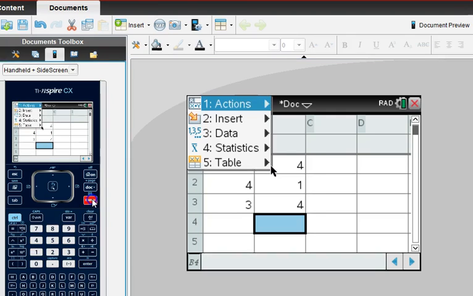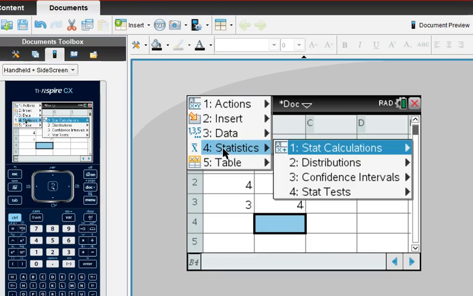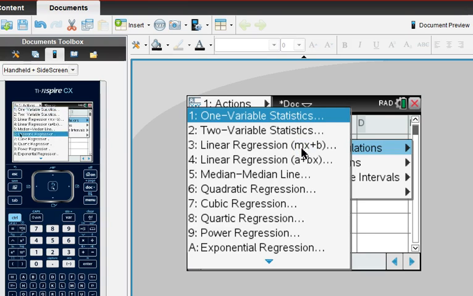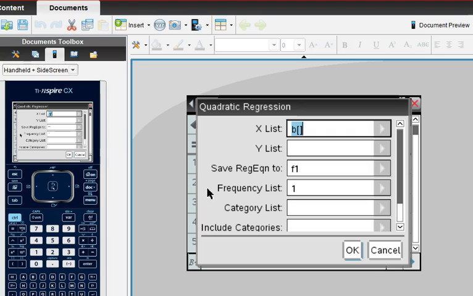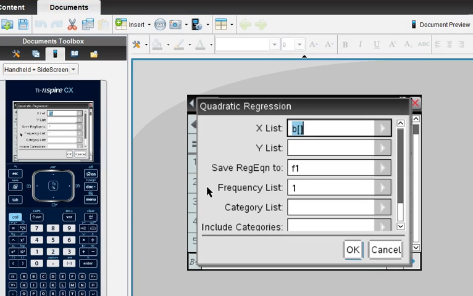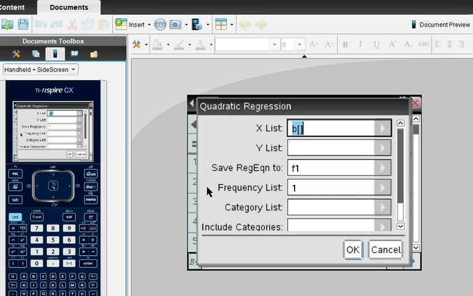Then I'm going to hit Menu. I'm going to go to Statistics, which is option 4, then Stat Calculations, which is option 1, and I'm going to do a quadratic regression. I am going to tell my calculator that my X list is located in the column with X, and all my Y's are in the column I labeled Y.